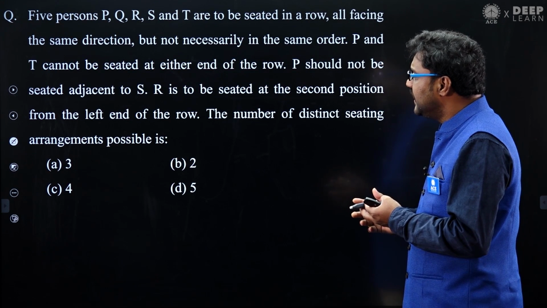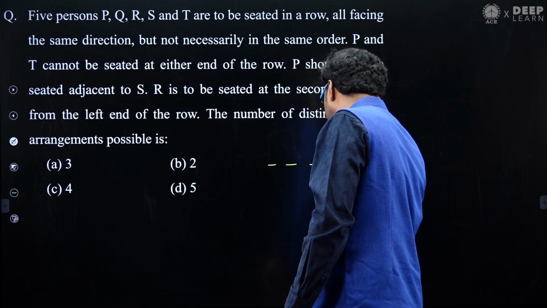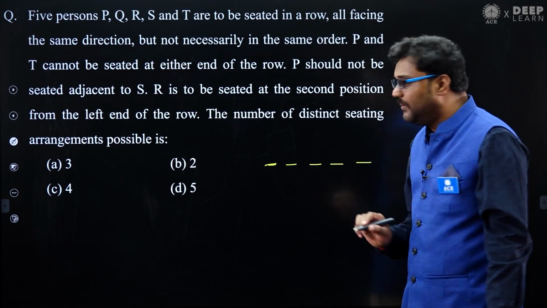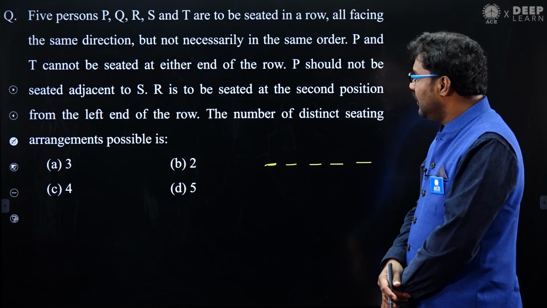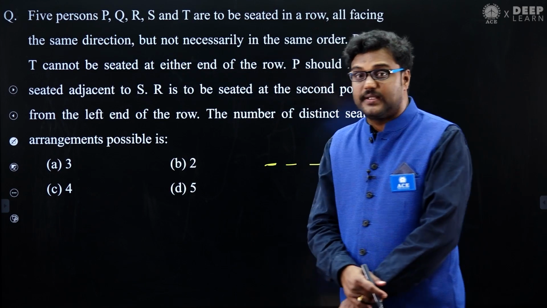P and T cannot be seated at either end of the row. Okay, you have 5 seats. P and T cannot be seated at either end of the row. So P and T should be in the middle 3. Then P should not be adjacent to S.